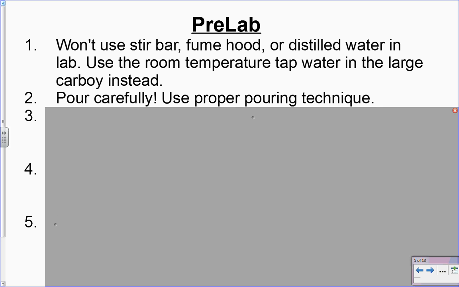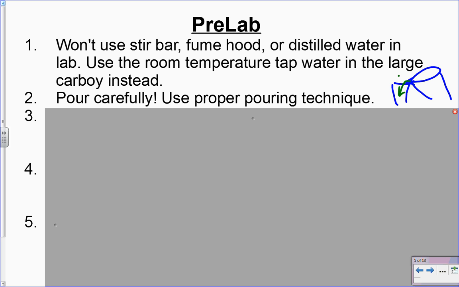Next thing, pour carefully. When you're pouring from a beaker into a graduated cylinder, the beaker is going to have a spout on the end. And if you set that spout right on the graduated cylinder, get the end of the spout really close to the end of the graduated cylinder, and actually touch it onto the glass there, you should be able to carefully pour the liquid in without spilling.